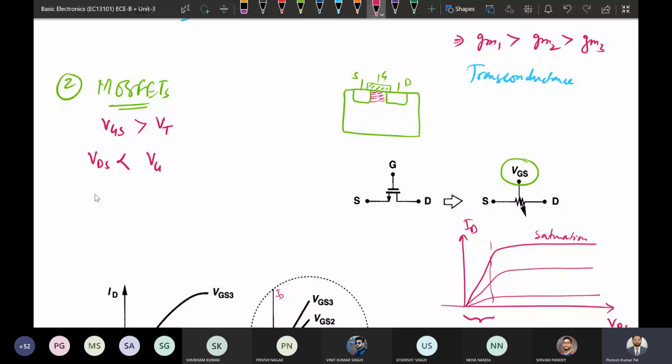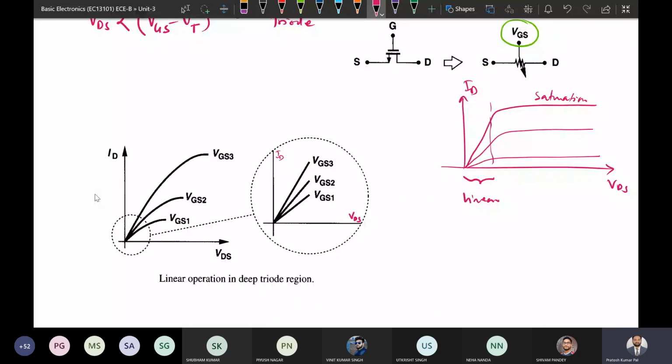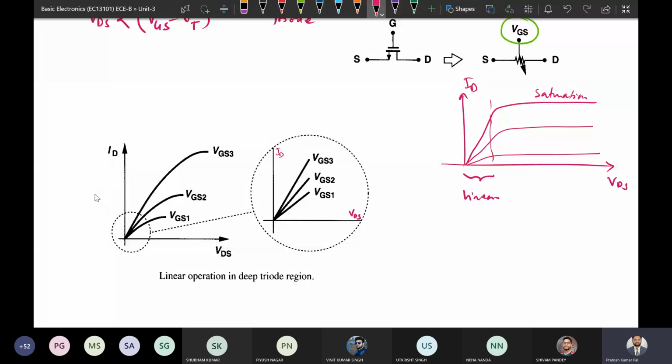So in that case, if it is going to be behaving like a variable resistor, here again drain to source voltage is going to be very less compared to the gate to source voltage. So the condition for this region where the MOSFET will be having like a variable resistance is called deep triode region. So at the starting of the triode region is considered to be a deep triode region. So there is a condition for deep triode region.